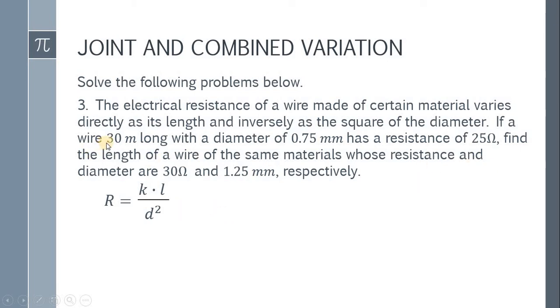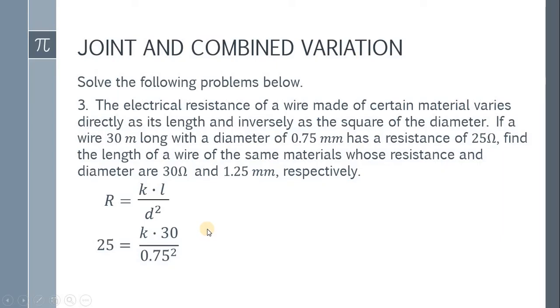So, sabi dito, if a wire 30 meter long with a diameter of 0.75 mm has a resistance of 25 ohms. So, yung 25 ohms, yun yung resistance. Yung 0.75 mm, yun yung diameter. And yung 30 meters long, yun yung length. So, palitan natin. So, we have 25 is equal to K times 30, kasi ito yung length. All over, yung diameter natin is 0.75 millimeters or 0.75 squared.